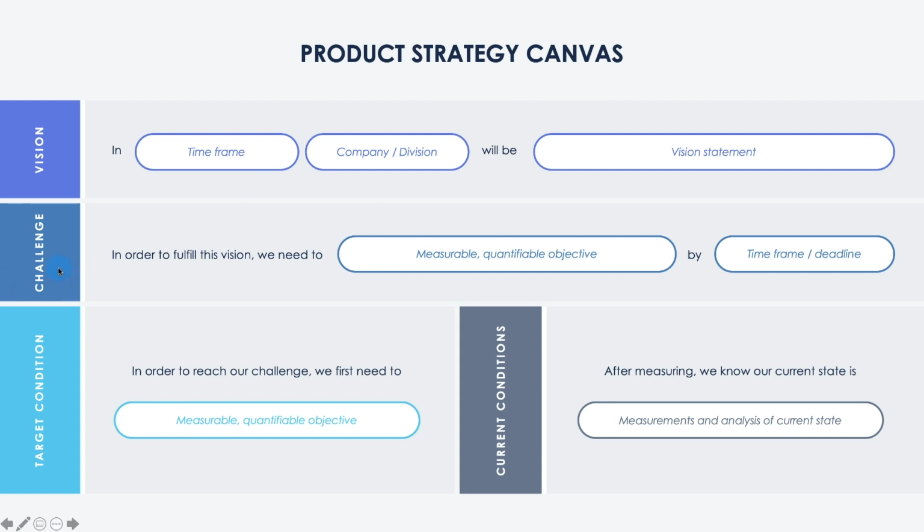So we have to lay out the challenge, like where we stand, right? In order to fulfill this vision, what are the measurable, quantifiable objectives we need to pay attention to, and by when do we need to accomplish this objective or set of objectives? And in order to reach this challenge, we first need to take the first baby step. After measuring the current conditions, we know our current state is this. So you need to position yourself correctly in the present, know what you're capable of and know what you're lacking in order to understand what else you need to work on to get to that future state.